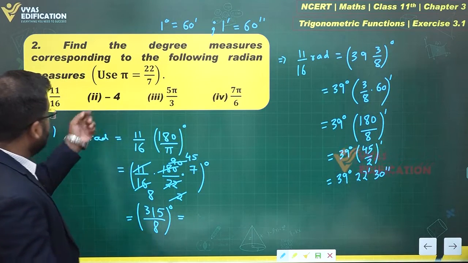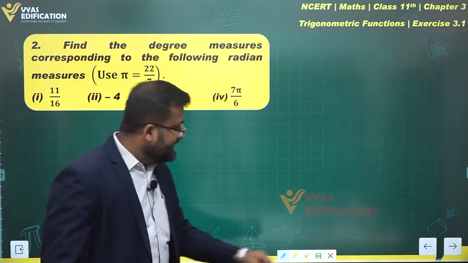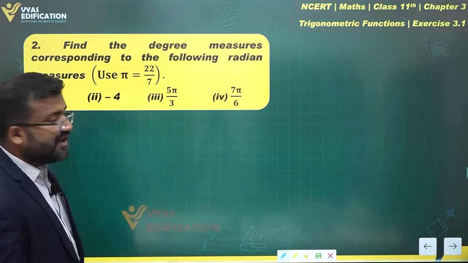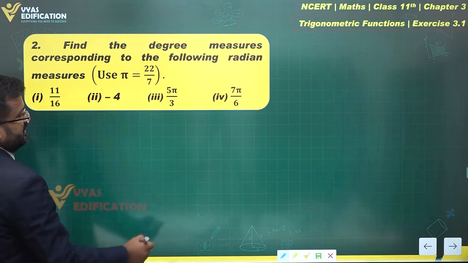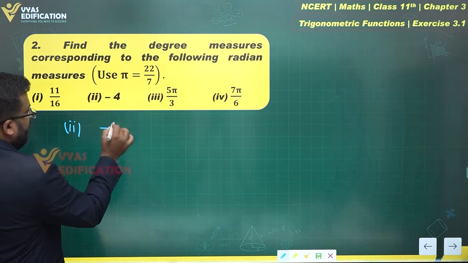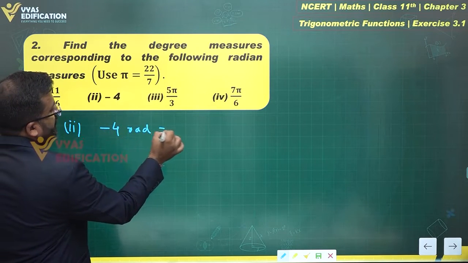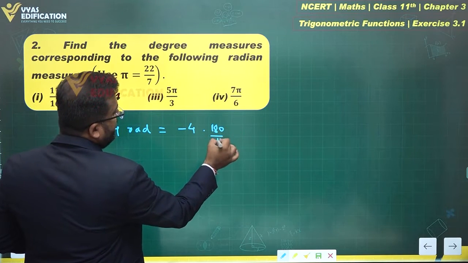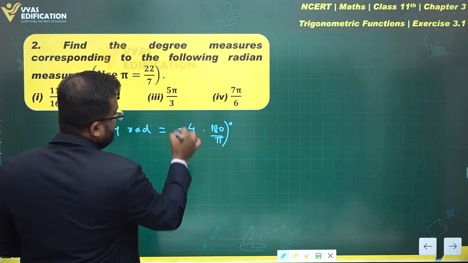Next we'll solve the second part after this. What does the second part say? The second part says that we have to convert -4 radians in terms of degrees. Let's do that. So for the second part, we have -4 radian. What is this equal to? -4 times 180 over pi degrees. This is equal to this.